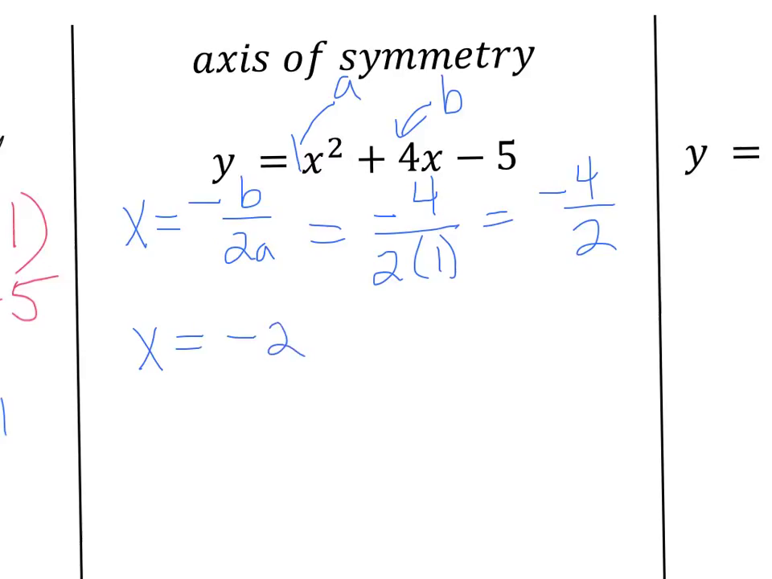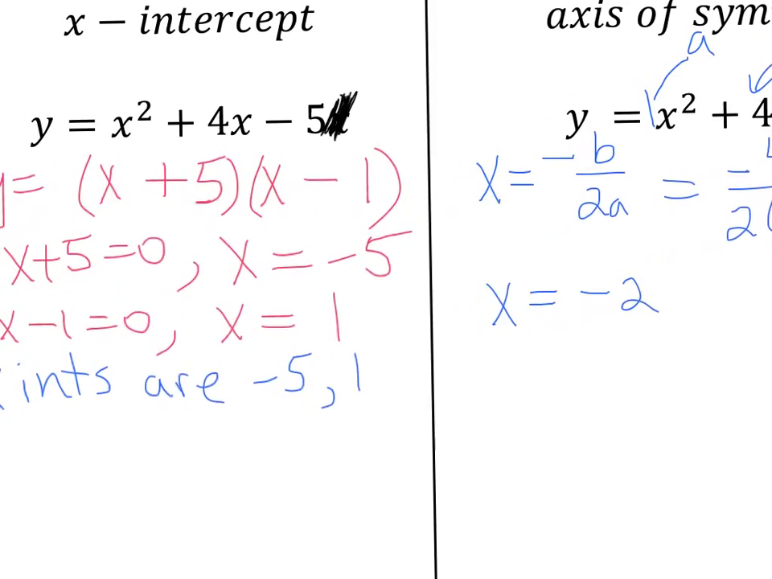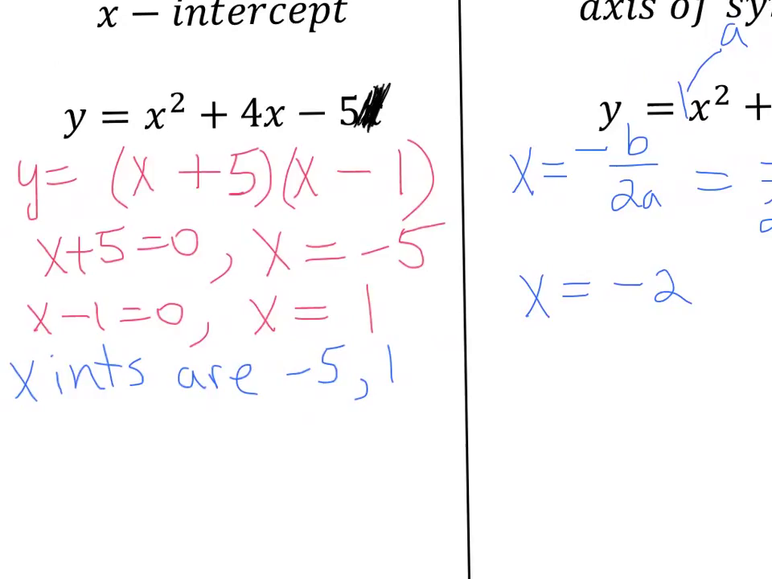So if you look at your x-intercepts here, which are minus 5 and 1, I want to see if you can figure out what the connection of the x value of the vertex is to these two numbers here. So think about what the connection is there to answer that question above.